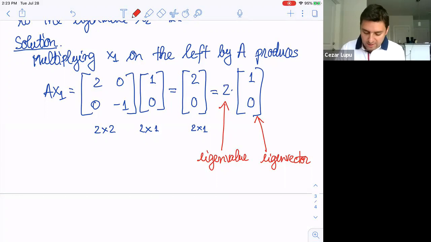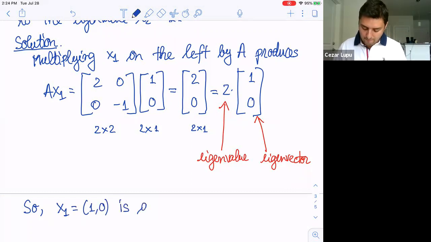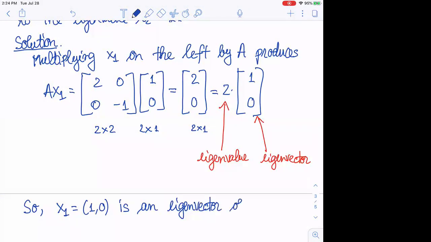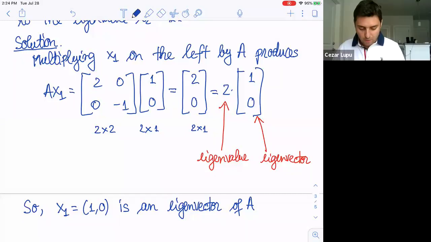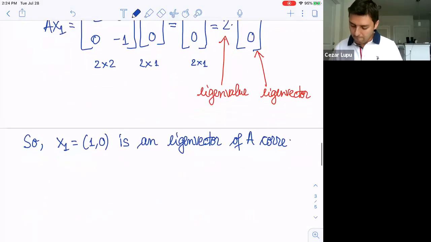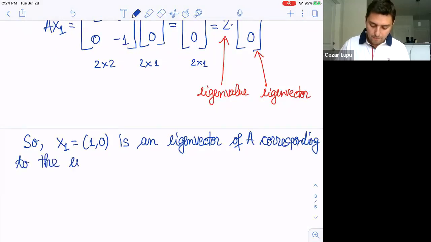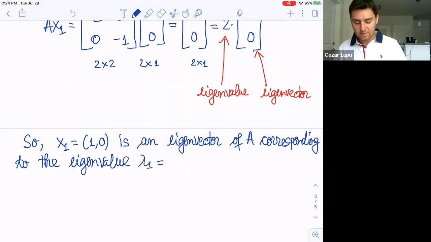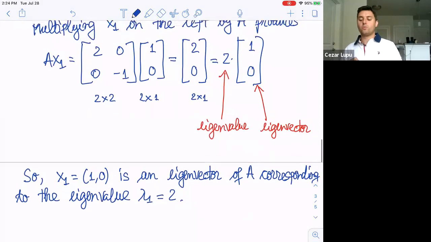All right. So now let's see for the second one. Okay, let me just write it. So x1, which is 1, 0, is an eigenvector of A corresponding to the eigenvalue lambda, let's call this lambda 1, since it's the first eigenvalue, let's say equals 2. So that's what we proved here, as you can see.